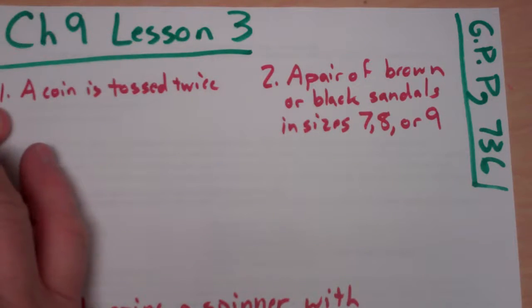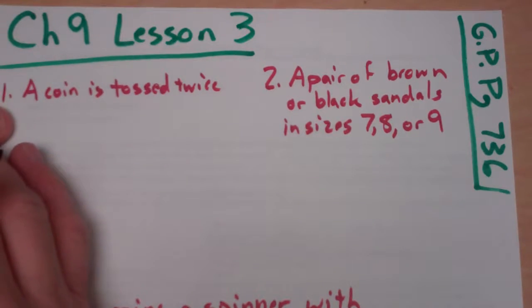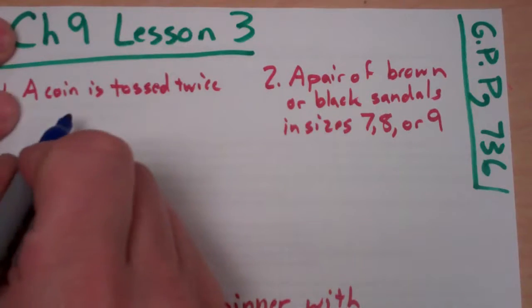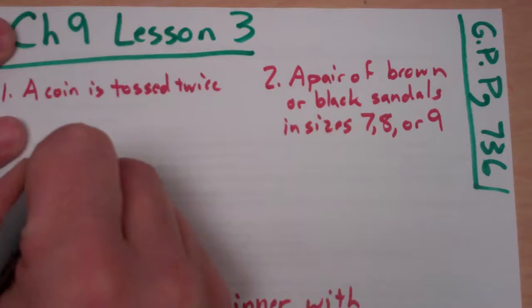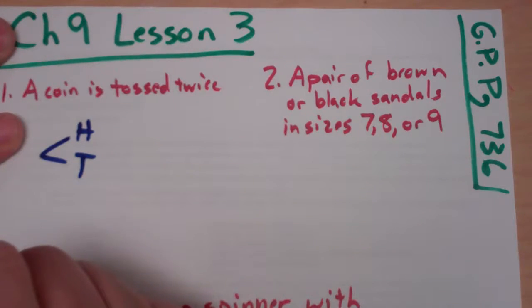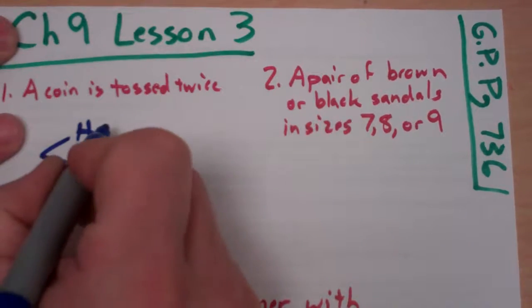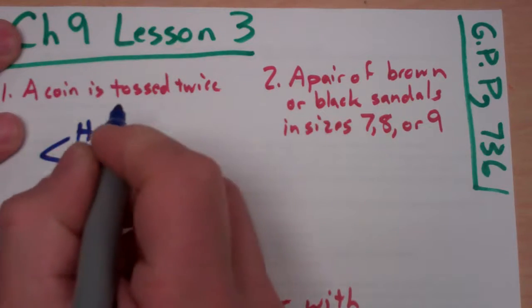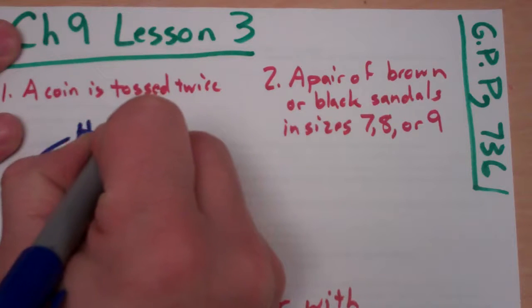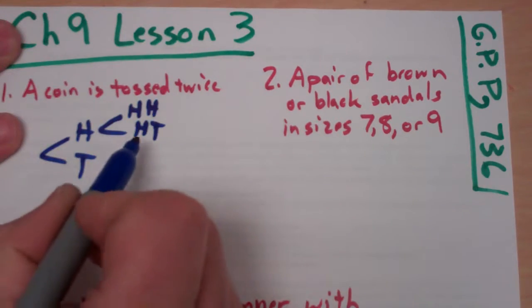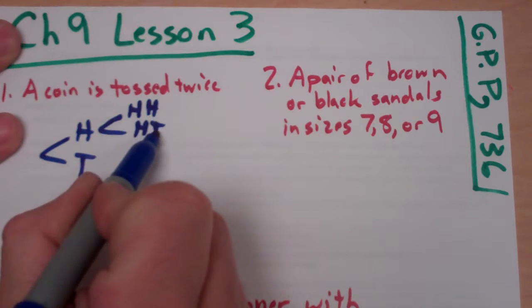First one says a coin is tossed twice. Okay, so that means we're tossing a coin not once, but twice. One toss of the coin is either going to give us a heads or a tails. So this is the first simple event. Then we have the second simple event. Even if I got heads, I flip it again. Now I either have a heads and a heads, or I have a heads and a tails, because once again, on this flip, I'm either going to get a heads or a tails.